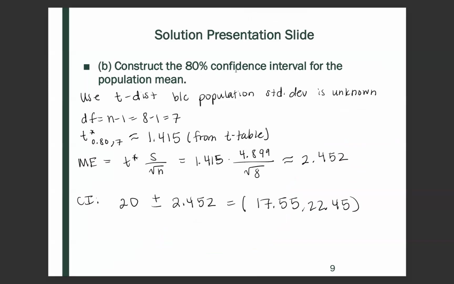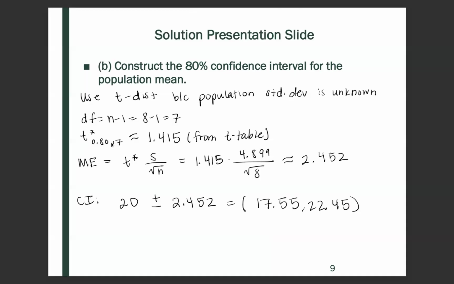Construct the 80% confidence interval for the population mean. So we're going to use a t-distribution because the population standard deviation is unknown to us. And so here are the components that we'll need. First, we need to identify how many degrees of freedom we have, which is n minus 1. So n again is 8, so that's going to be 8 minus 1, which is 7.